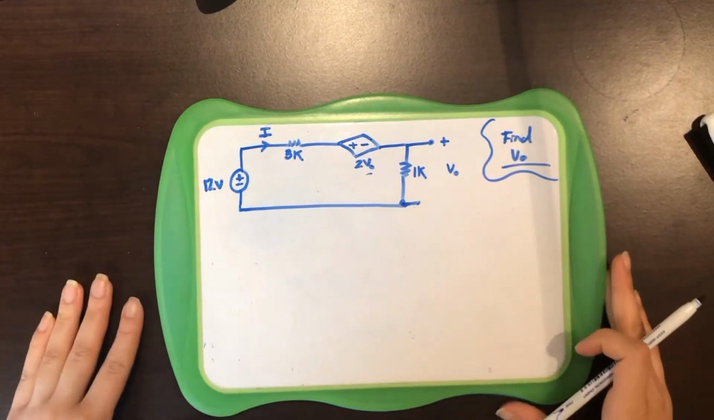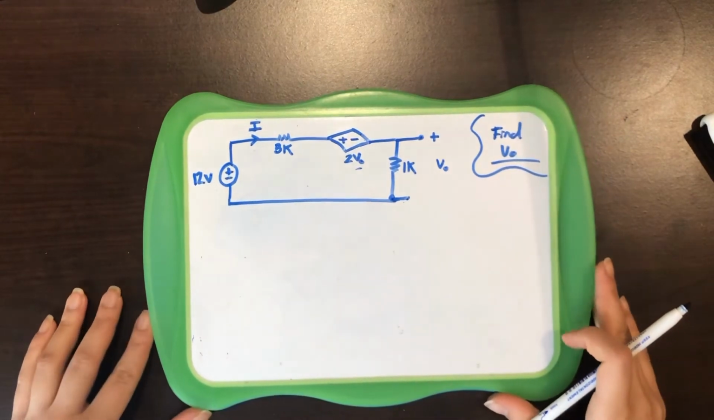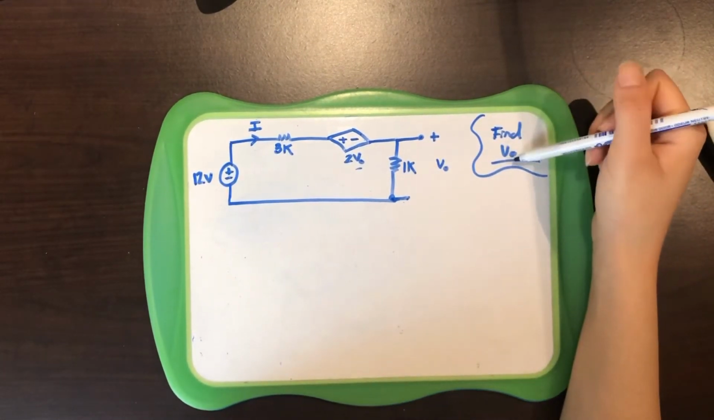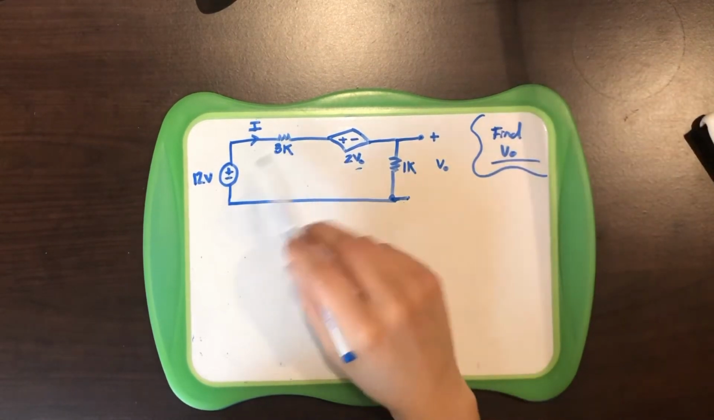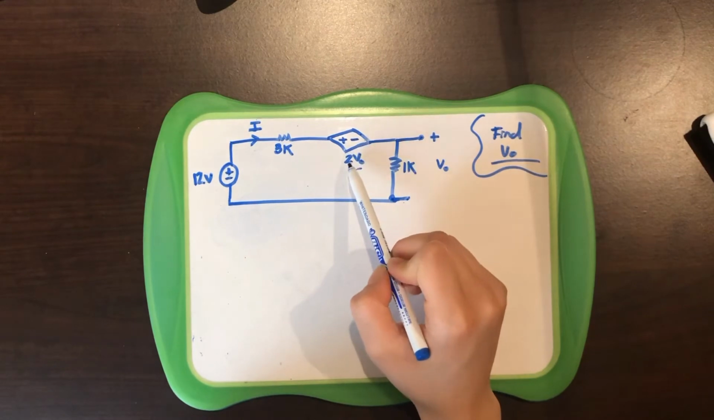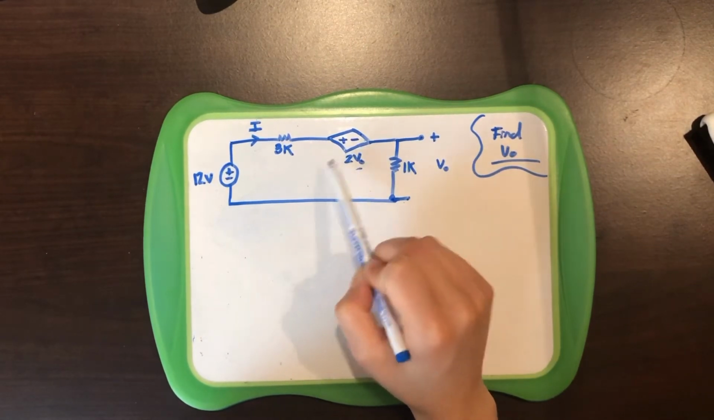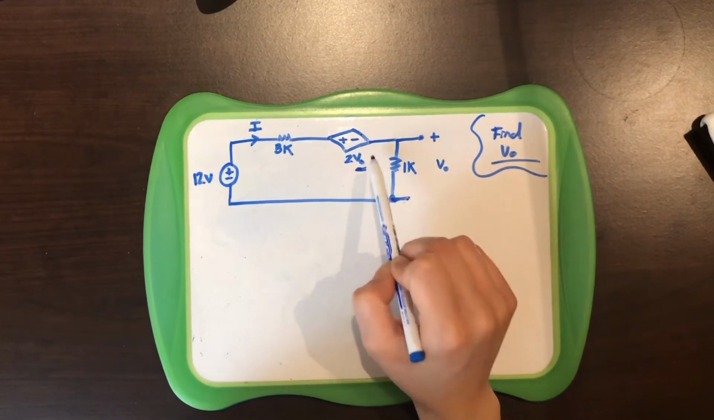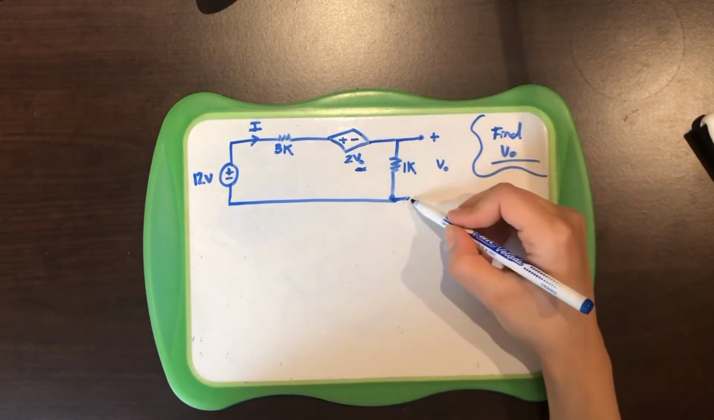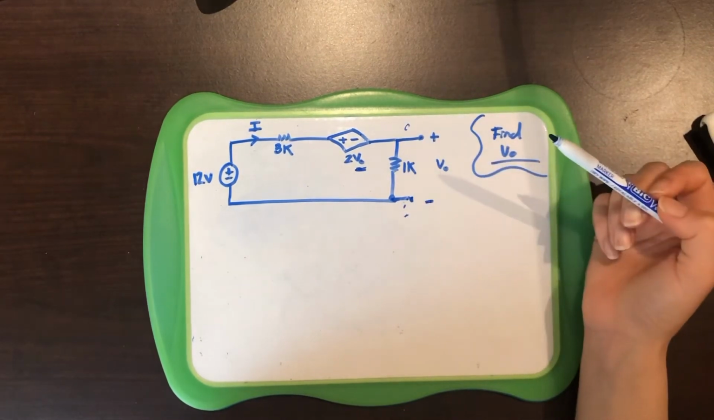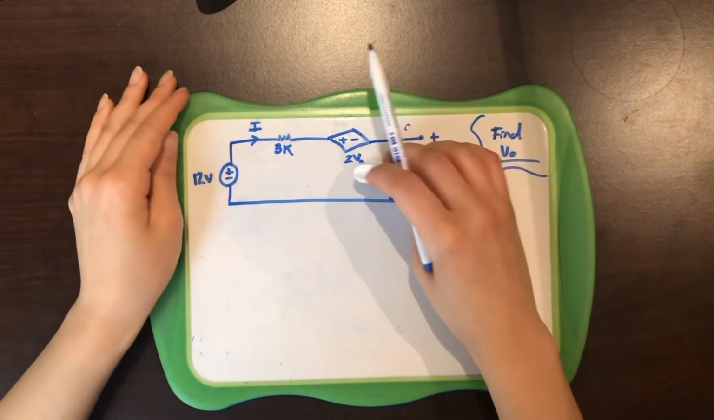So guys, let's look at another problem. So the problem asks us to find the voltage V0. So as you can see, this circuit includes a dependent voltage source, which depends on a voltage, right? It depends on the value of a voltage at a different part of the circuit, specifically the voltage drop across this resistor 1K. So how can we solve this problem?